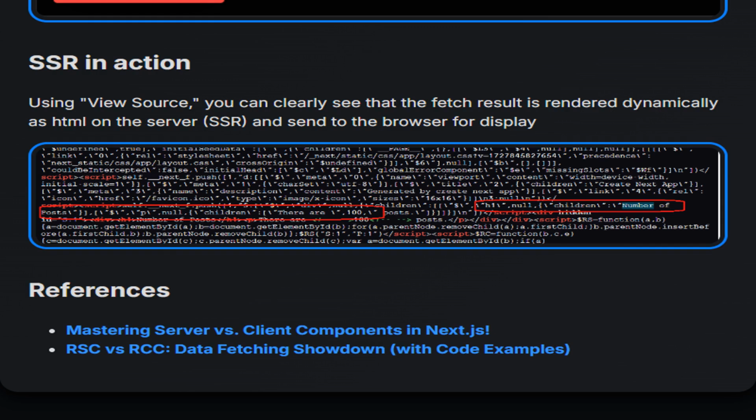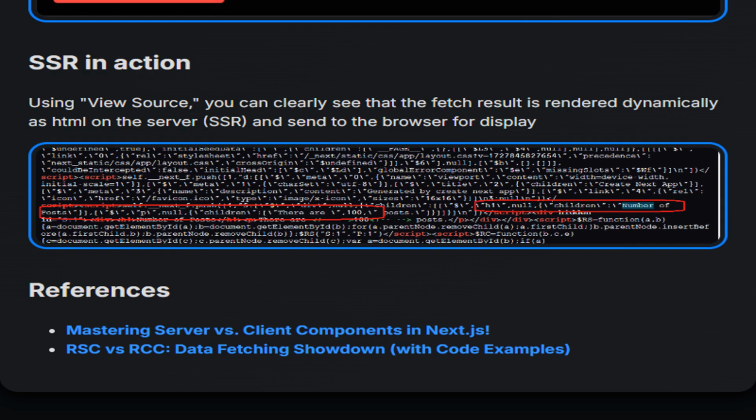The text highlights how the fetch results in a web application are rendered dynamically on the server side, using server-side rendering, or SSR, and sent to the browser for display. This process can be observed by using the View Source feature in the web browser. The accompanying image illustrates SSR in action.